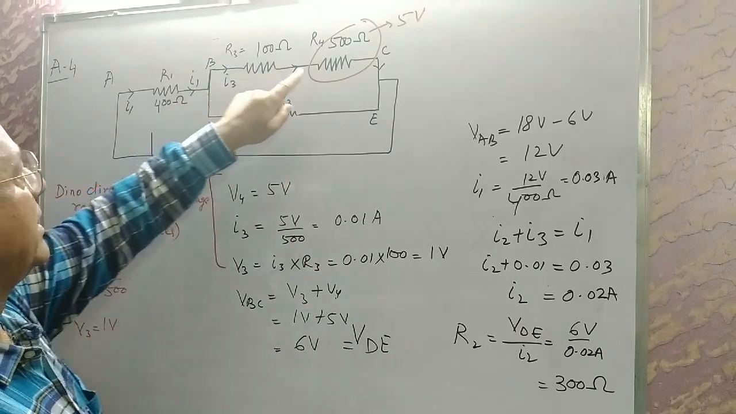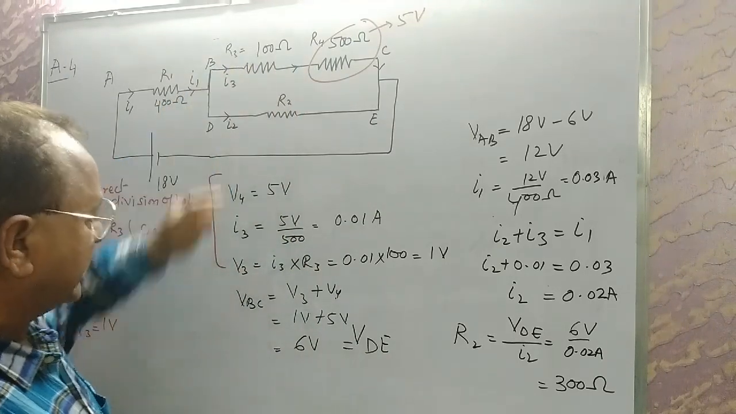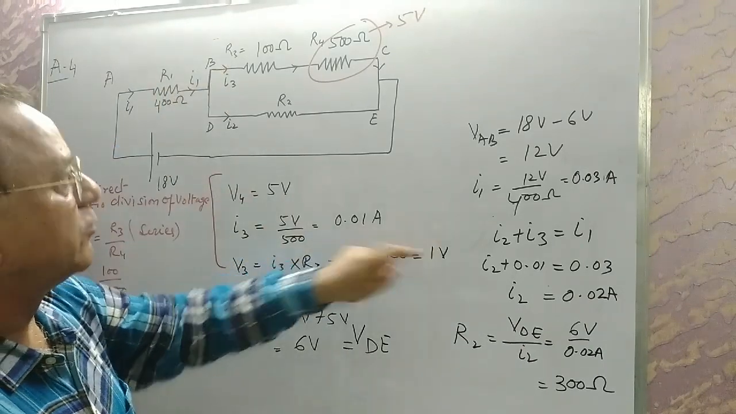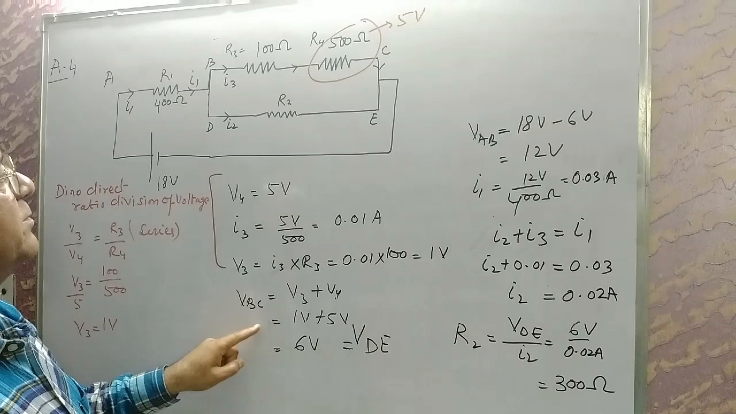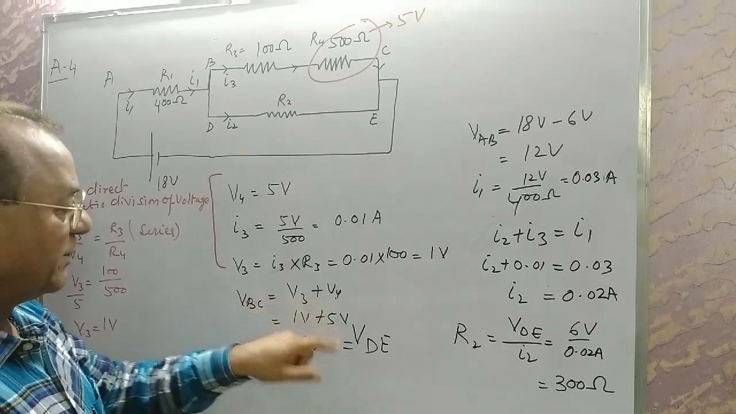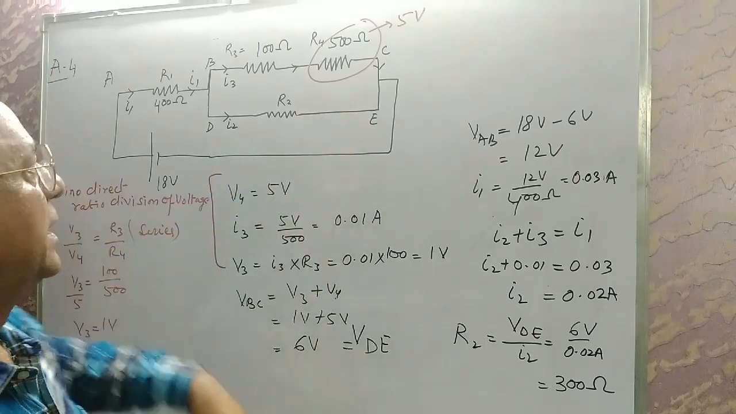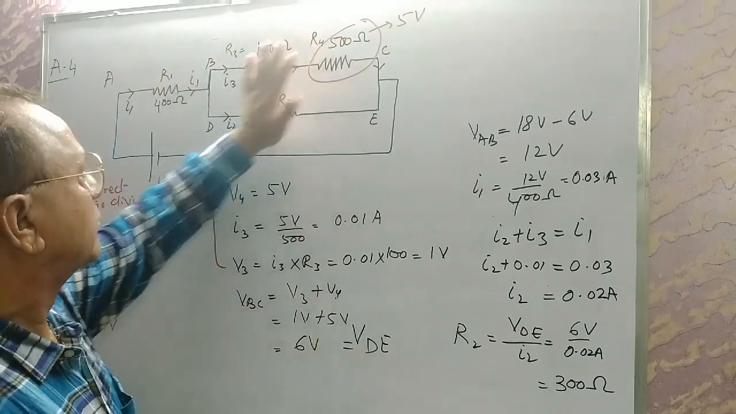You can find out the voltage because current is known. You can find out the voltage here, that is V3. V3 is equal to R3 I3, which comes out to 1 volt. Total voltage across BC is equal to 1 plus 5 equal to 6 volts, which is same as voltage across DE. Now, you know the voltage here, 6 volt.